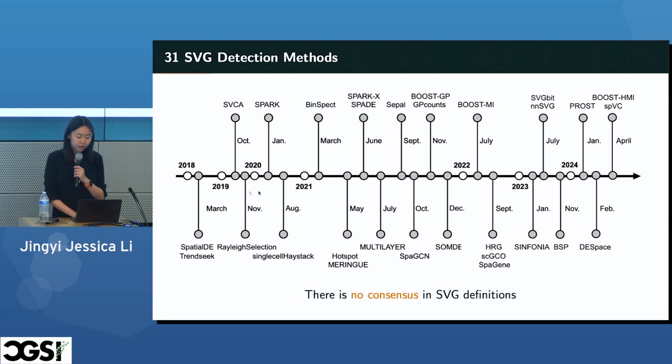And also, we noticed something interesting. That is, these methods do not necessarily share the same definition. What is an SVG? If they don't have the same definition, it means that they're not comparable, right? Then benchmarking may not be fair, because if you use one method's definition as the standard for benchmarking, then you would definitely favor this method over other methods.